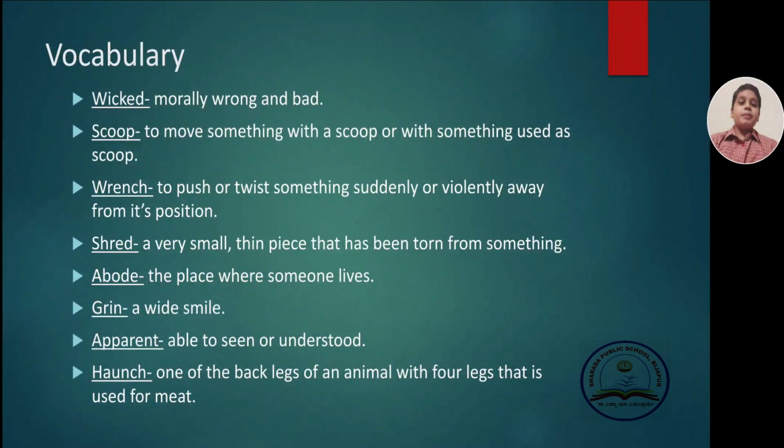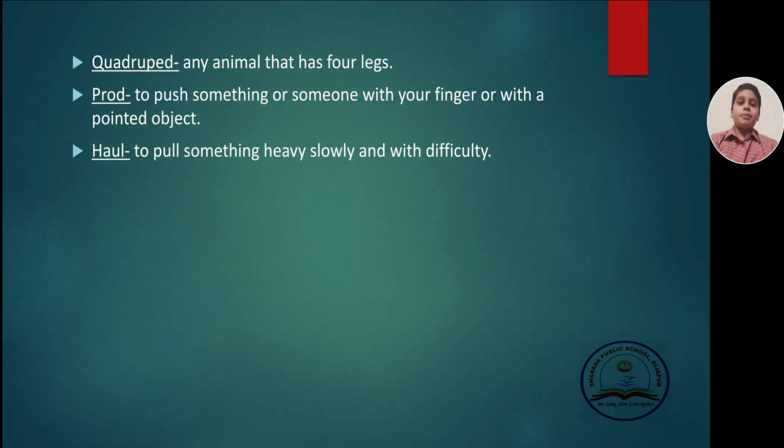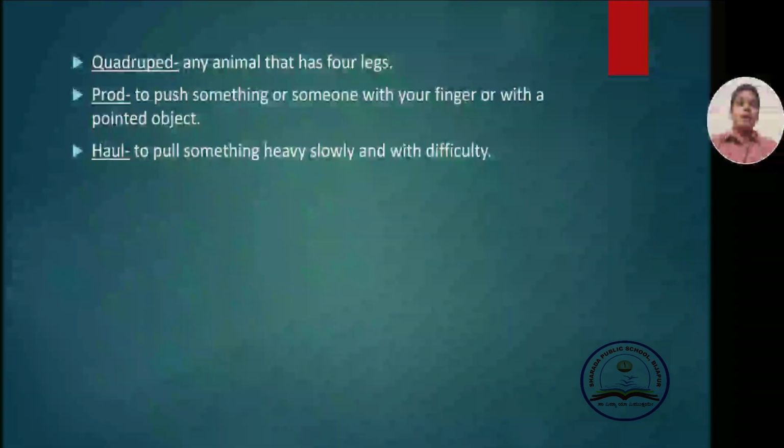Haunch, one of the back legs of an animal with 4 legs that is used for meat. Quadruped, any animal that has 4 legs. Prod, to push something or someone with your finger or with a pointed object. Haul, to pull something heavy slowly and with difficulty.